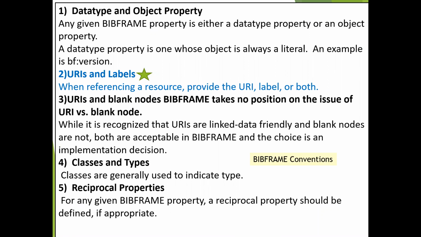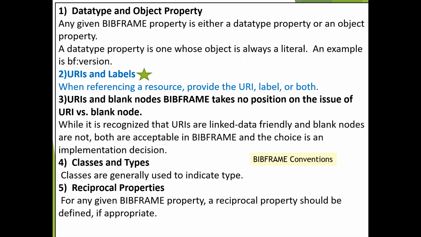I pulled this directly out of the BibFrame conventions. We're not going to go through all of them, but I do think they're worth reading through. We've already talked about the data type and the object property with that prefix, for example, bf:version. There's our URIs and labels. We already talked about that. When referencing a resource, provide the URI, and that can be a link, and BibFrame would encourage it to be a link. A label, so that would be like the authorized form of the name, or both.